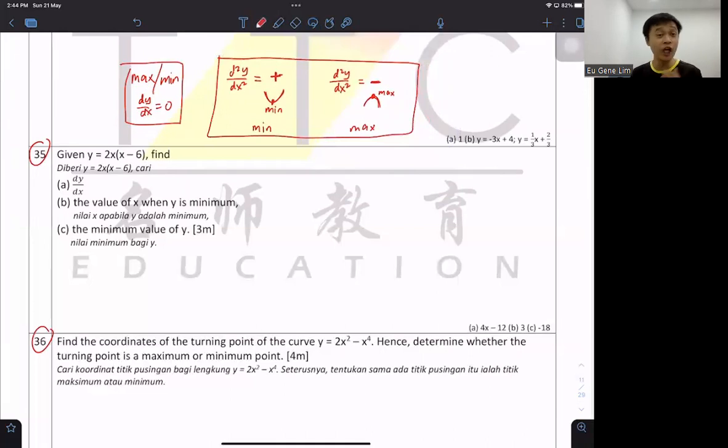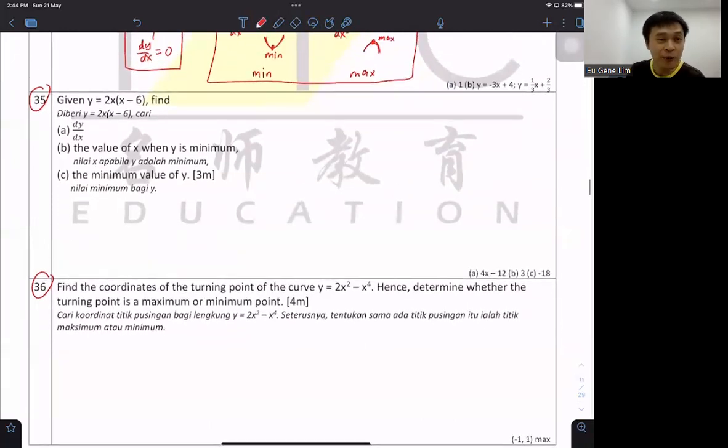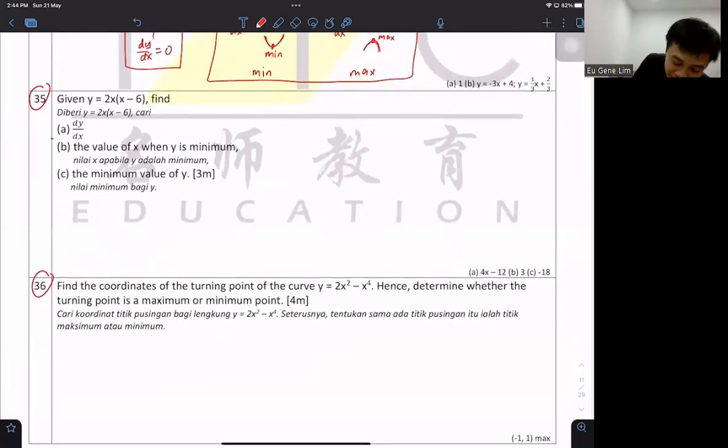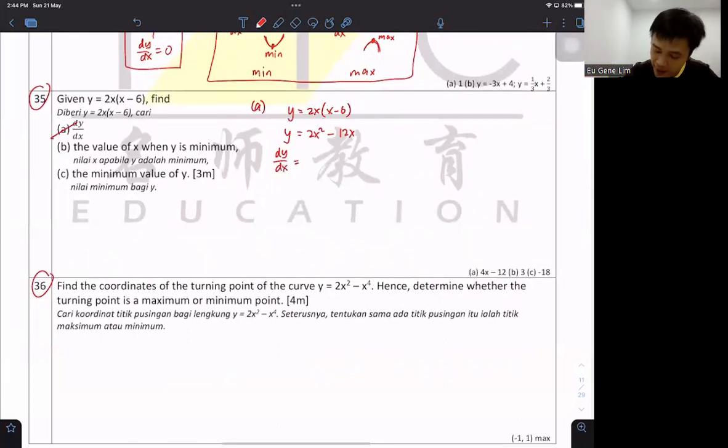Okay, let's do question 35. y equals to this one. Find dy dx. So simple. Expand first, so 2x squared minus 12x. We just expand first, then only you differentiate, then only you can find dy dx. So dy dx is 4x minus 12.